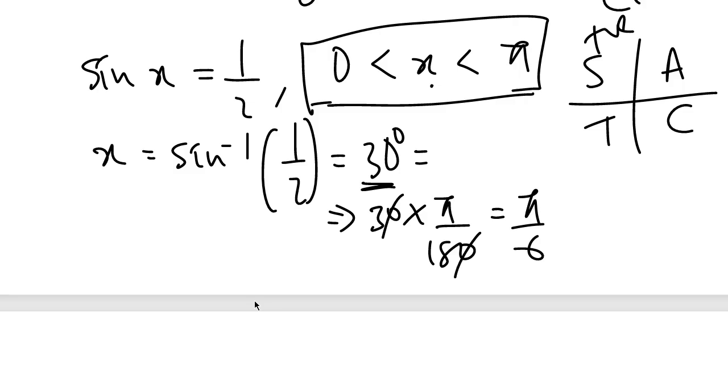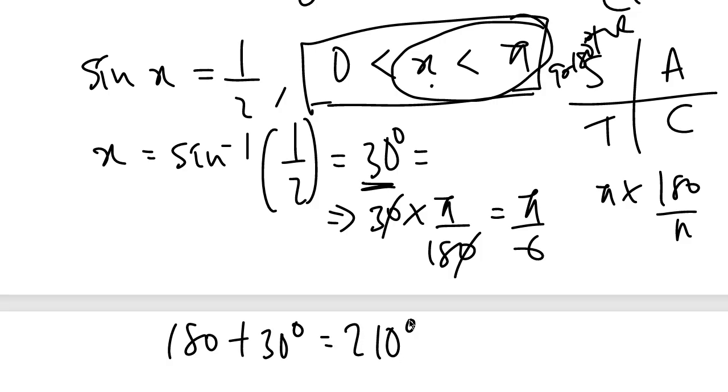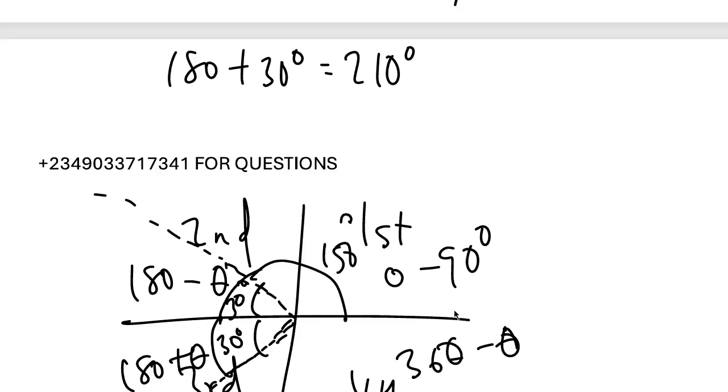So in the second case, since sine is also positive in the second quadrant between 90 and 180, which is acceptable by this interval. Are you following? Which is acceptable by this, because pi is 180 degrees. I hope you know, to convert pi to degrees, pi times 180 over pi, which is what? 180 degrees. Are you following? So if we now add 180 to 30 degrees, what is 180 plus 30? Is what? 210.